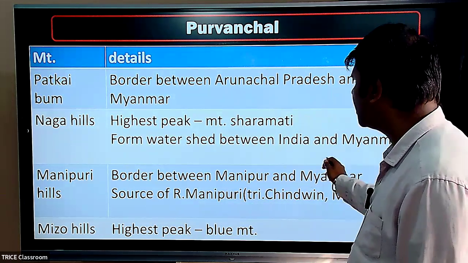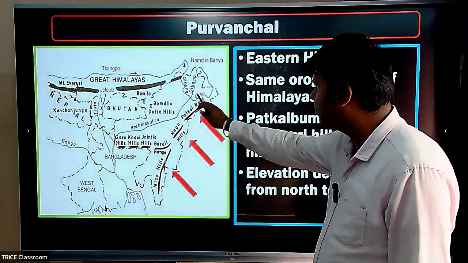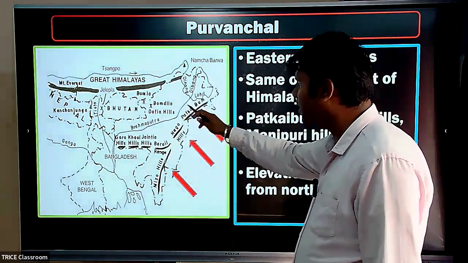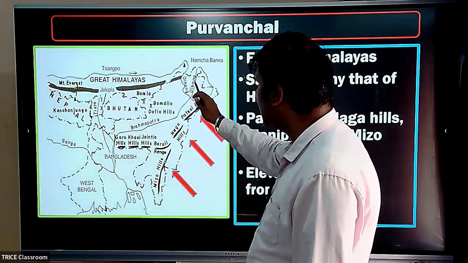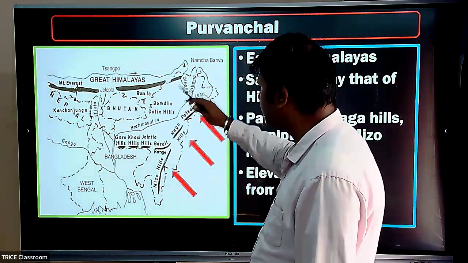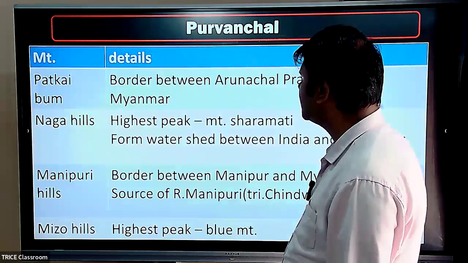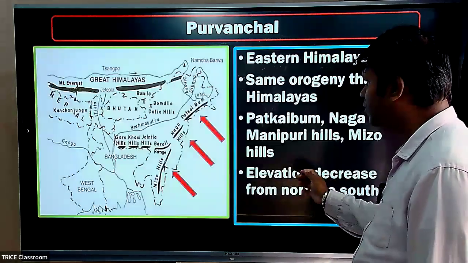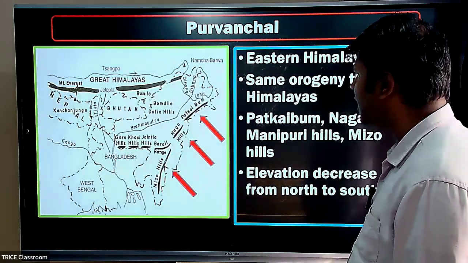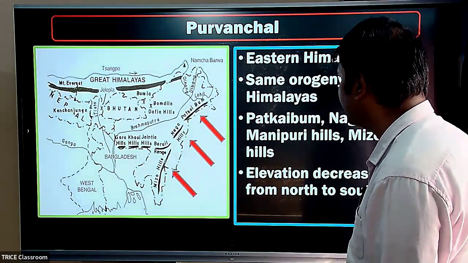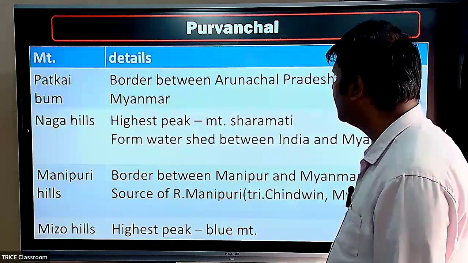If you look at the Brahmaputra river, including the Lohit, Dihang, Dibang, all these are tributaries of Brahmaputra. All that flows towards the left side of this particular peak called the Naga Hills belongs to India. Any river that flows to the right of the Naga Hills belongs to Myanmar. So it is called the water divide, right?